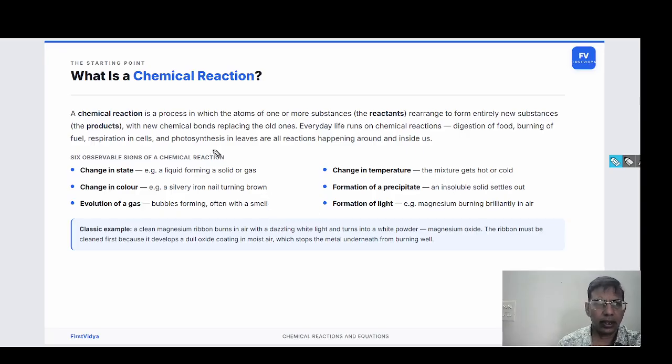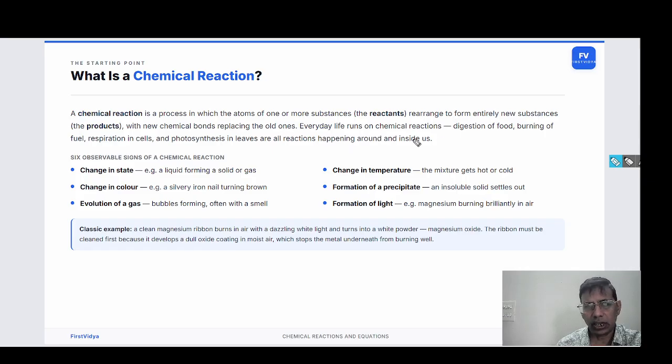So a chemical reaction is a process in which the atoms of one or more substances, the reactants, are rearranged to form entirely new substances, or products. So what happens in a chemical reaction? Reactants combine to form the product, right? It may be that new chemical bonds replace the old ones. The new molecules form, and because of heat or sunlight or any other external factor it may be required, right?